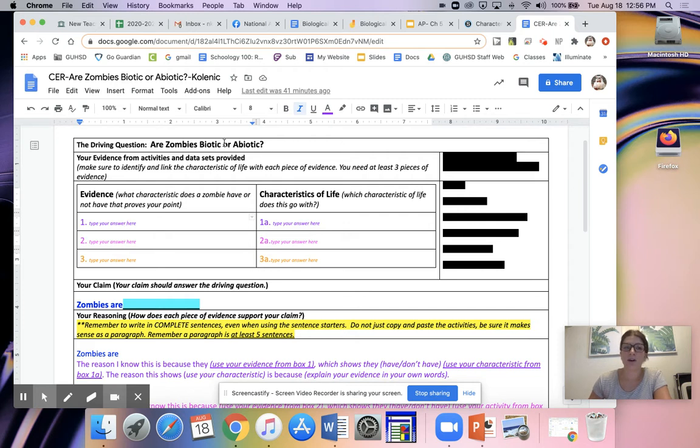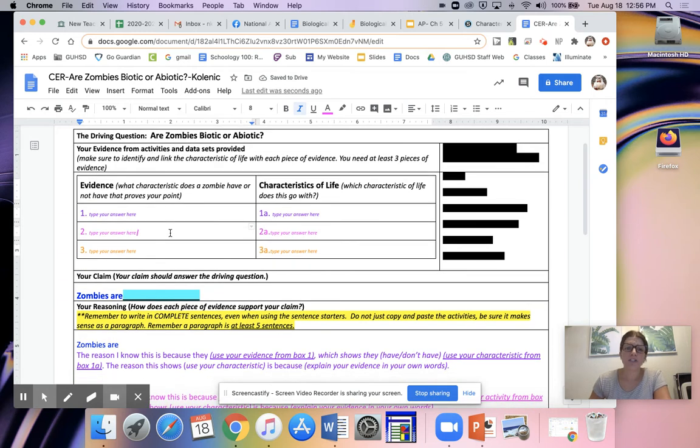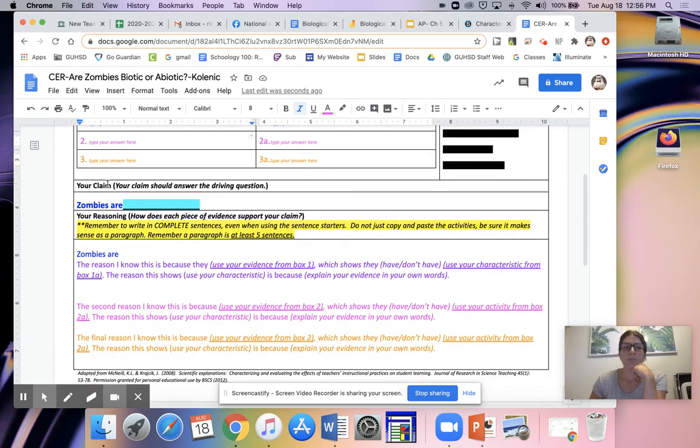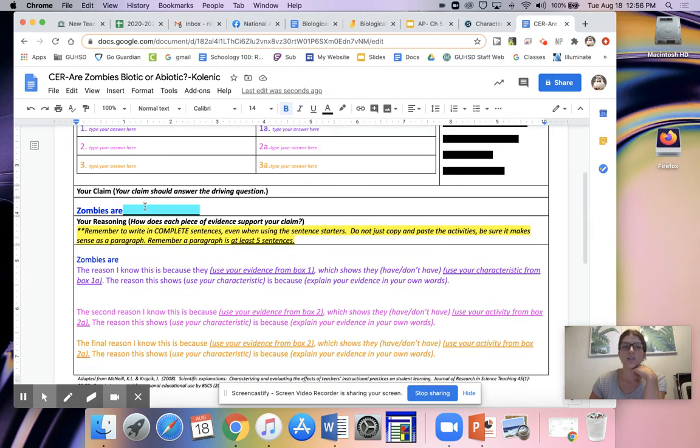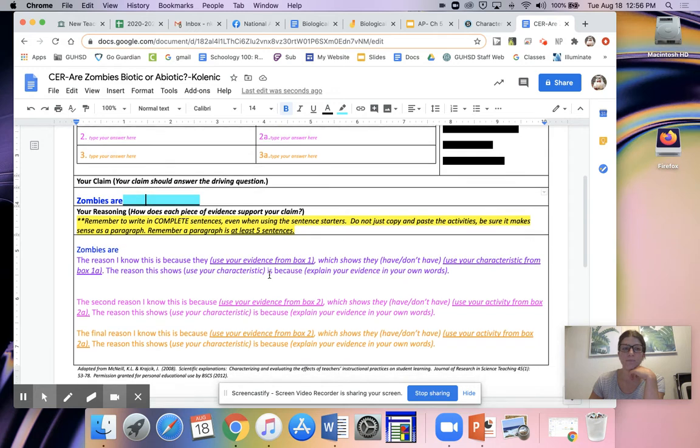So again, if you're going to say zombies are biotic or living, okay, what's another thing about a zombie that you think makes it living? And what characteristic of life does that fit under? So once you have these 6 boxes filled out, then this is where you're putting it all together. So this highlighted area, this is answering your question. So our driving question again: are zombies biotic or abiotic? So you're going to put zombies are, and you're either going to type biotic here or abiotic, one or the other. You're deciding based off what you set up here, what you think.